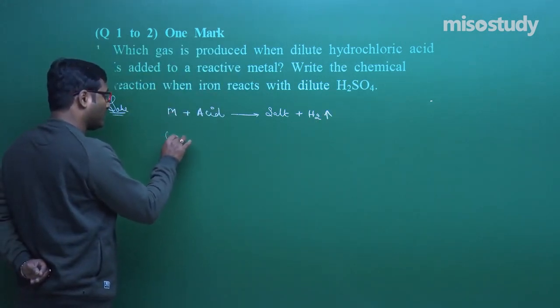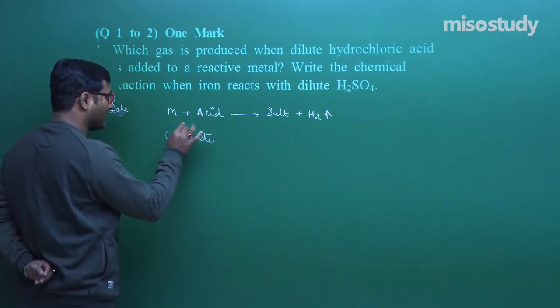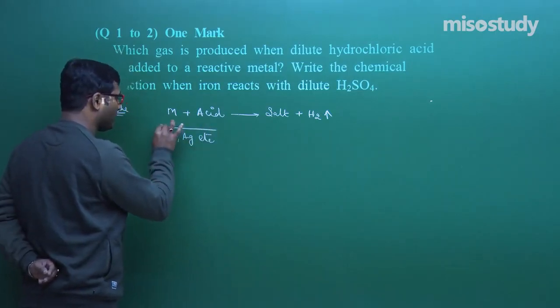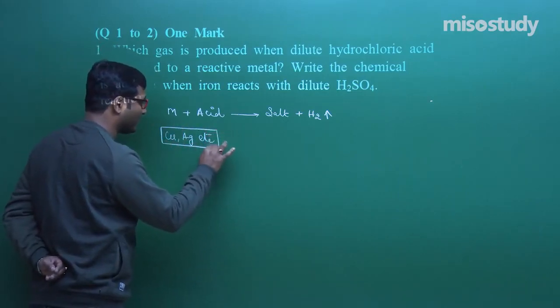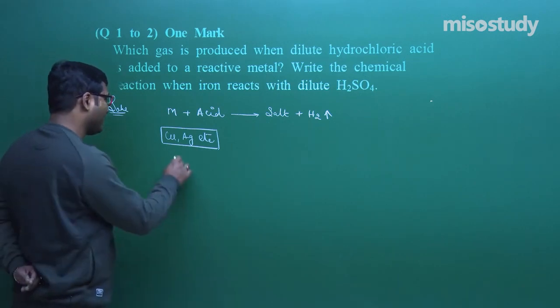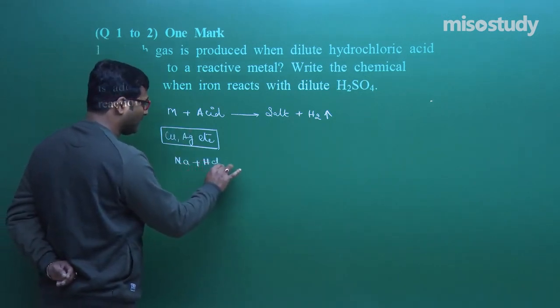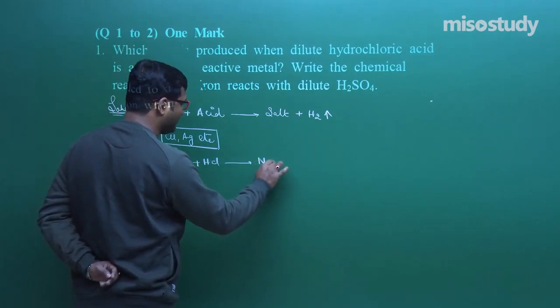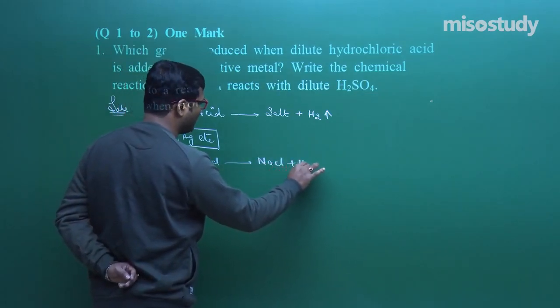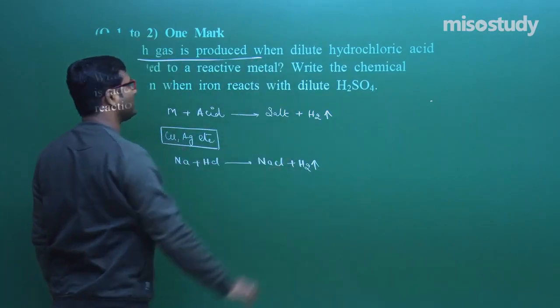If I talk about Cu and Ag, they cannot displace hydrogen from acid because they are less reactive than hydrogen as per the reactivity series. Clear? So if I write here Na plus HCl, what do we observe? We get NaCl plus H2. So you can easily say the gas produced is hydrogen gas.